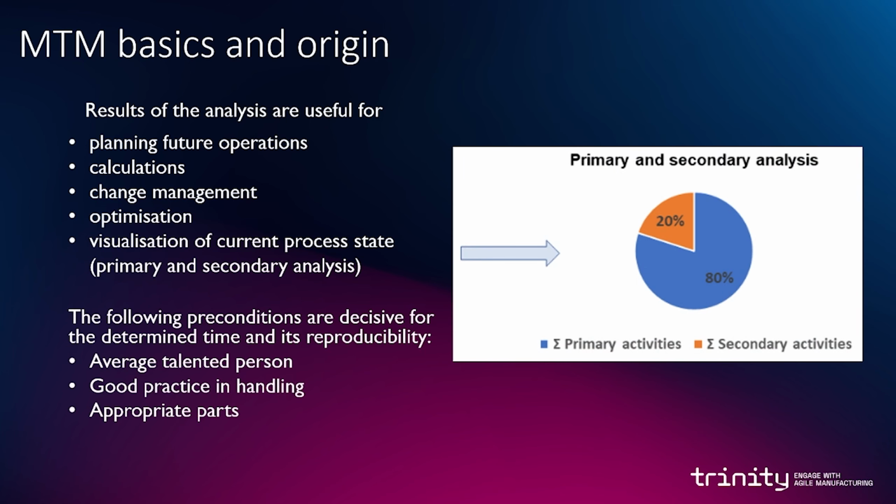The following preconditions are decisive for the determined time and its reproducibility. An average talent person, that means not the fastest and not the slowest of the district, for example. Then good practice in handling: the worker should not do it for the first time. He or she should be trained. And last but not least, appropriate parts. That means parts should fit without, for example, damages or dimensional deviations and so on.